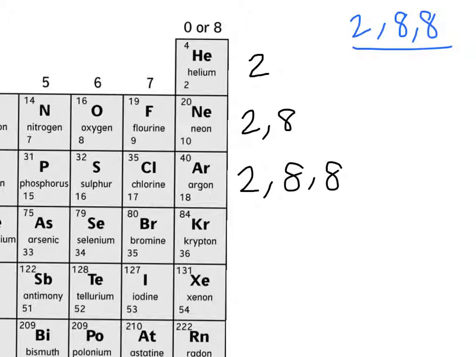It has a full outer shell as well, but we don't need to know past argon, because then we go into higher atomic numbers. We really don't need to know about these elements, but they also have a full outer shell.